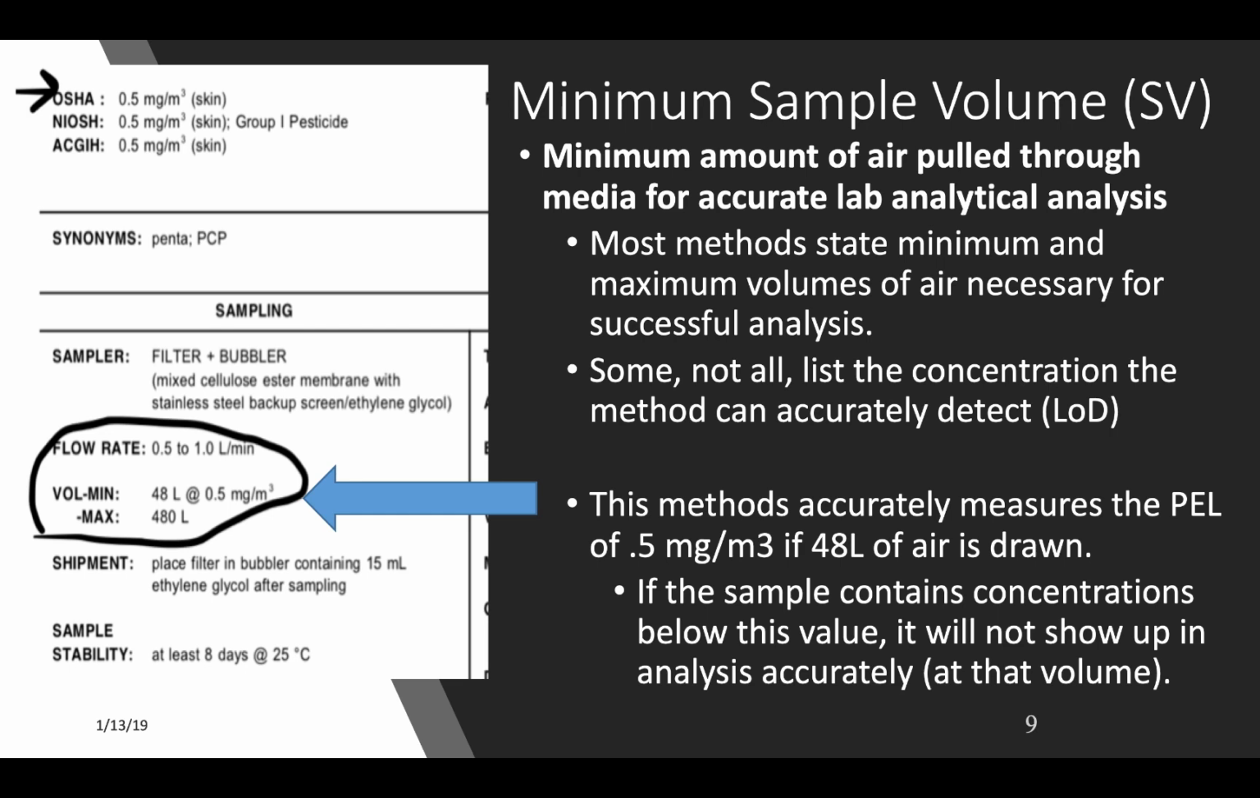In order to ensure that your analytical method can go down low enough to the action limit, or maybe even 10% of the permissible exposure limit, you have to take a look at your sampling volume, your minimum sampling volume, and the time in which you're sampling. So we'll move forward now.